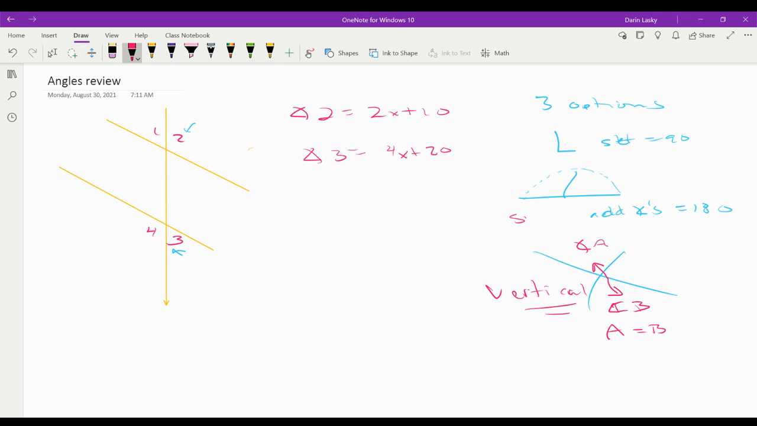So we have supplemental. These are supplemental. And these are complementary.